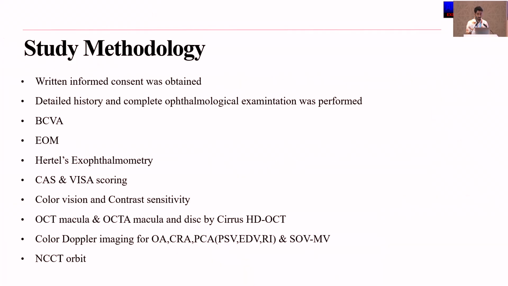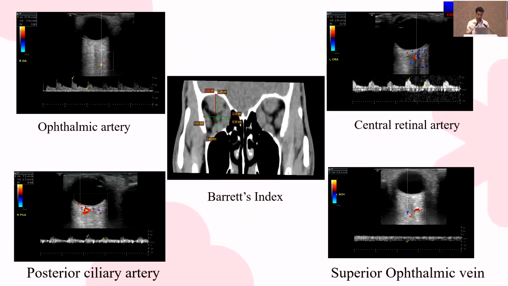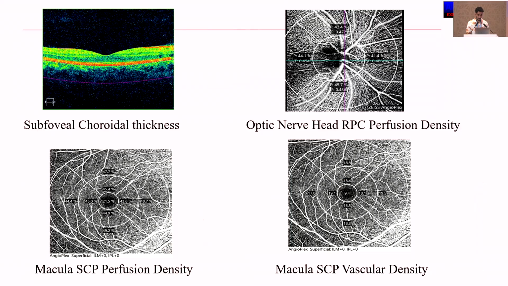After written informed consent, a detailed history and complete ophthalmological examination was performed, and patient underwent NCT orbit, color Doppler imaging, and OCT macula and OCT angio by Cirrus HD OCT. These are some of the images from my patient showing the Doppler images of the ophthalmic artery, central retinal artery, posterior ciliary artery, and superior ophthalmic vein, and the central image shows the Barrett's index.